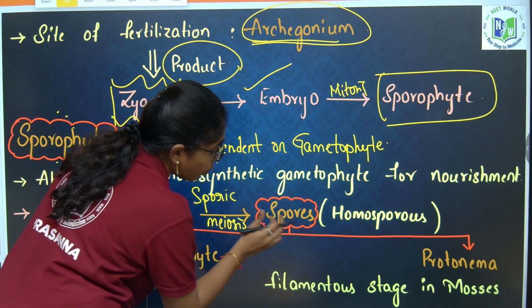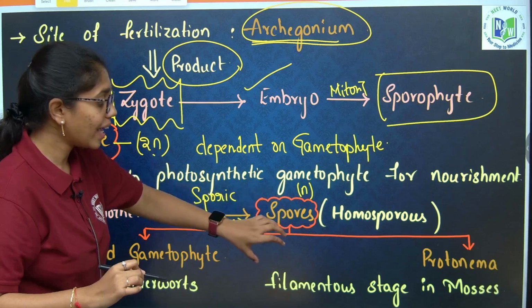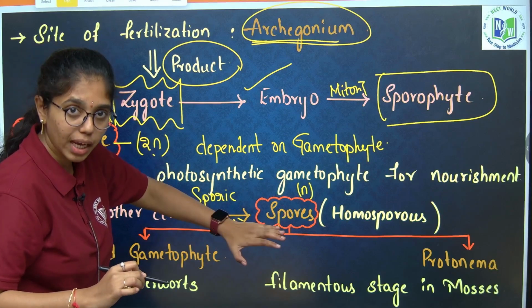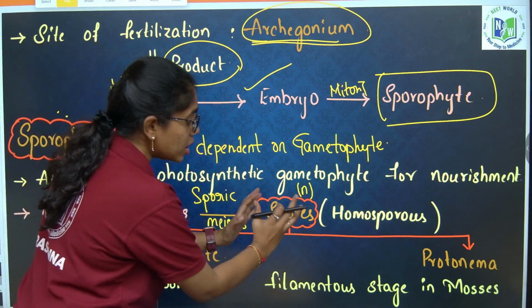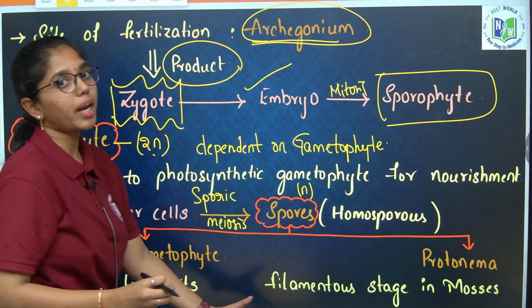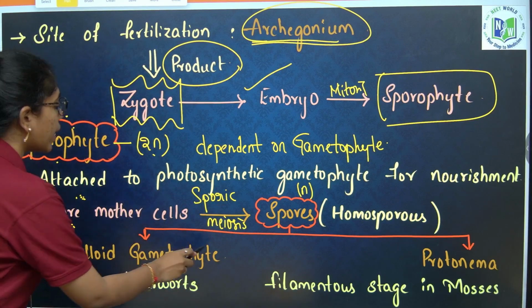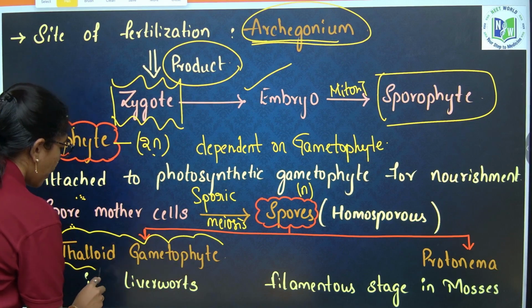And whichever spores are released, these are haploid. All spores are alike. There are no microspores and megaspores in bryophytes. So, these spores, when they fall on suitable substrata, develop into a primary gametophytic structure. For example, in liverworts, they develop into thalloid gametophyte.